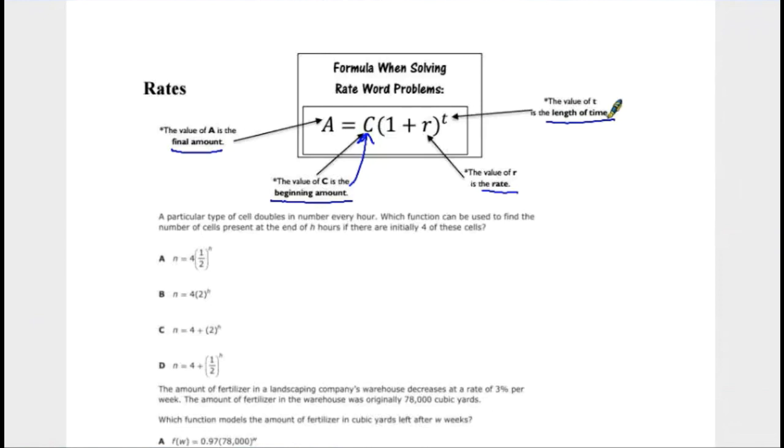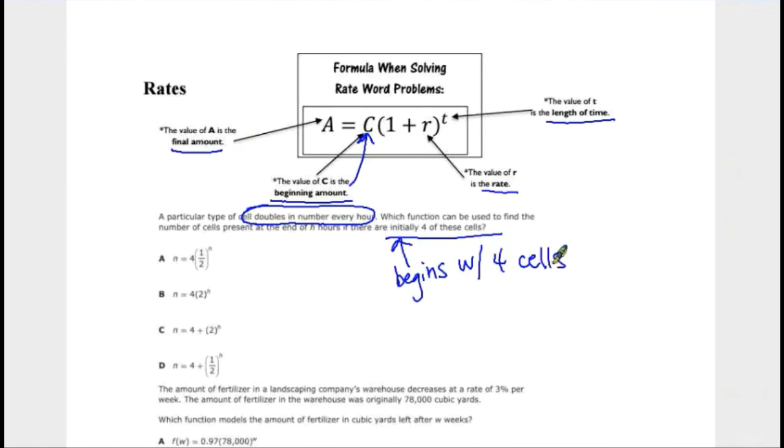Okay, on this problem it says, a particular type of cell doubles in number every hour. So I'm going to circle "doubles in number every hour." That's important. That's actually going to be my rate. Which function can be used to find the number of cells present at the end of each hour if there are initially 4 of these cells? Well, guys, that word "initially" means begins. So that means I begin with 4 cells.